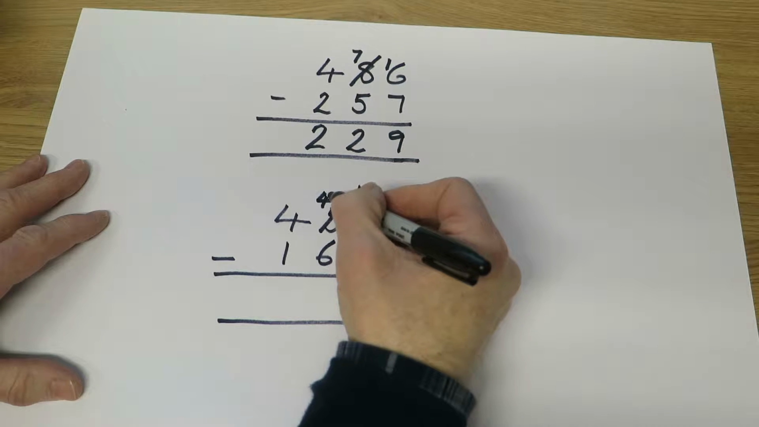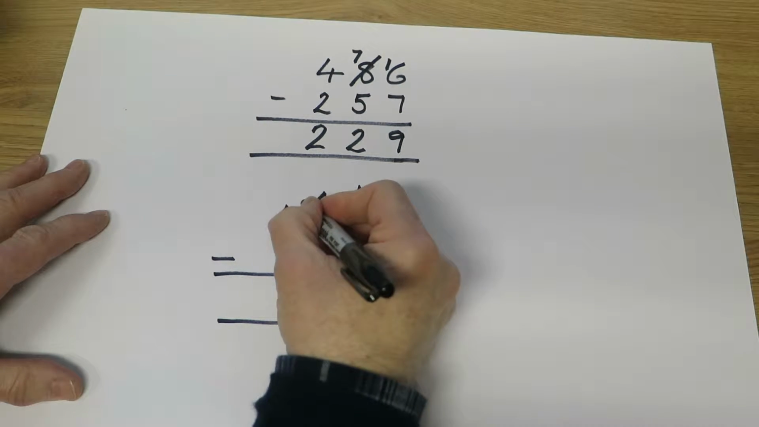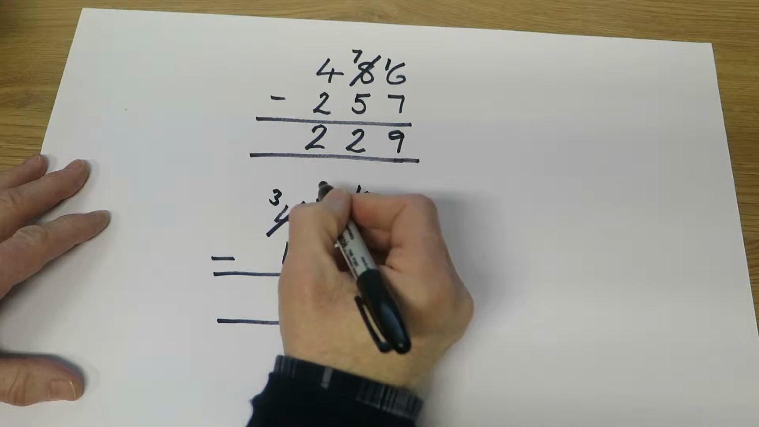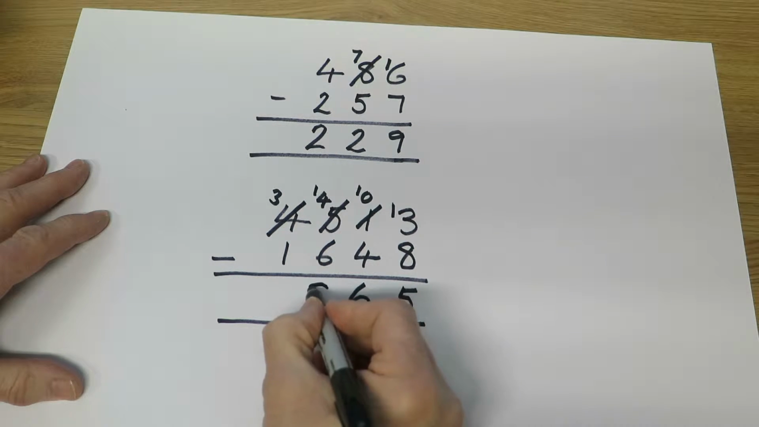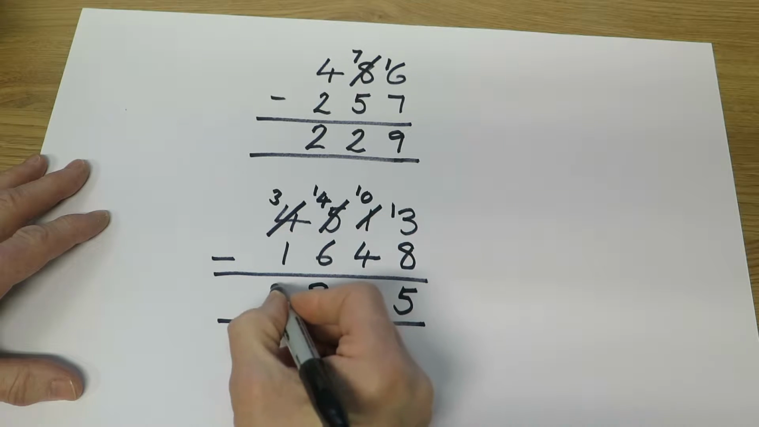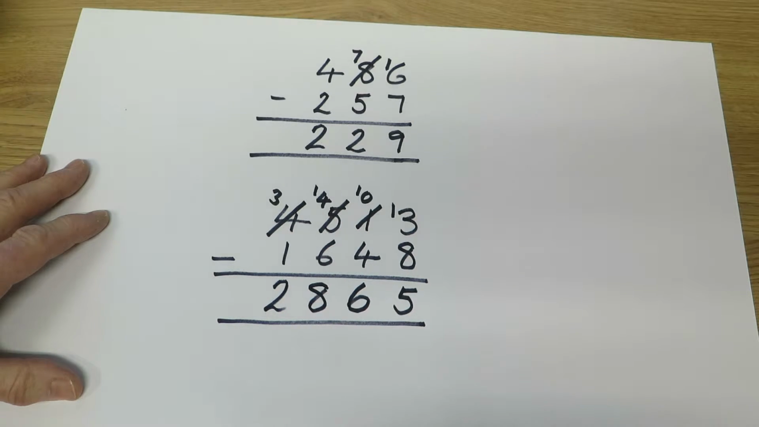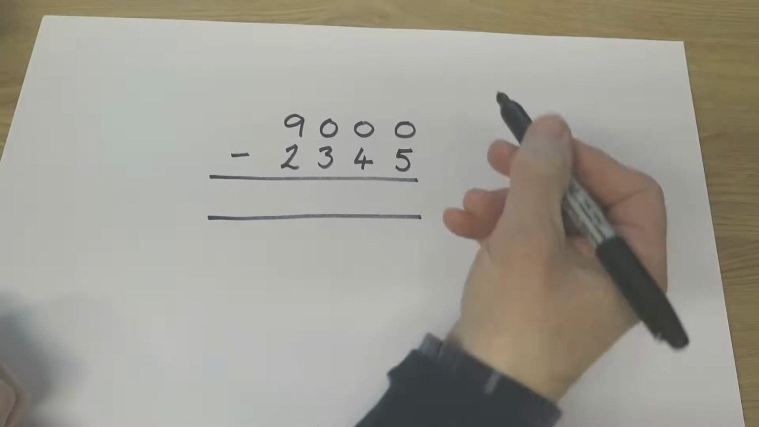Now we're on the hundreds. We haven't got enough hundreds, so we'll use one of the thousands. Now we have 3,000, but we have 14 hundreds. 14 take 6 is 8. 3,000 take 1,000 is 2,000. 2,865. Now look at this example.